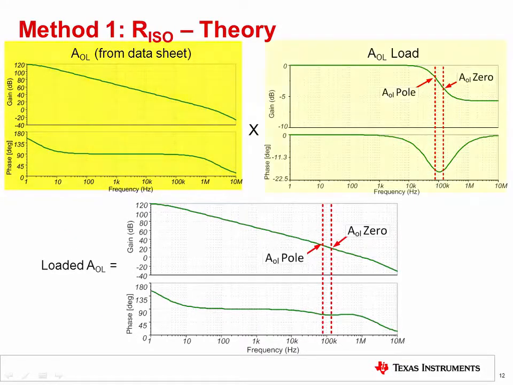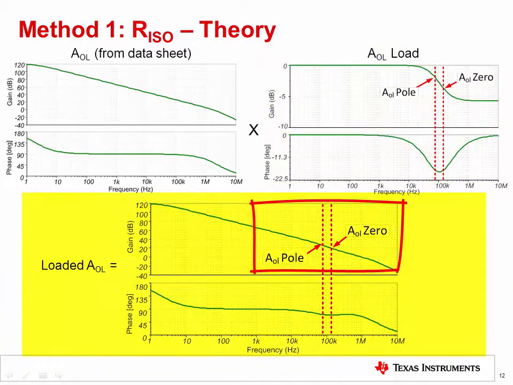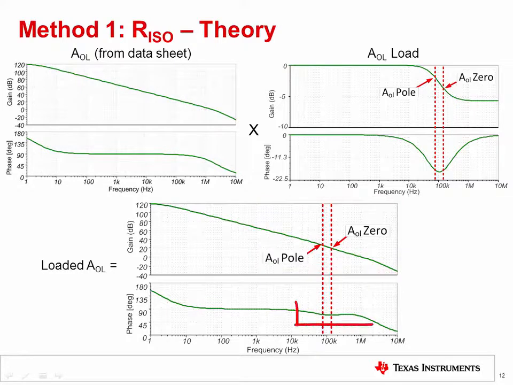Adding the AOL and AOL load curves together as before, we can again see that the zero added by RISO cancels the pole in the AOL curve and restores the unity gain phase margin to an acceptable level for stability.